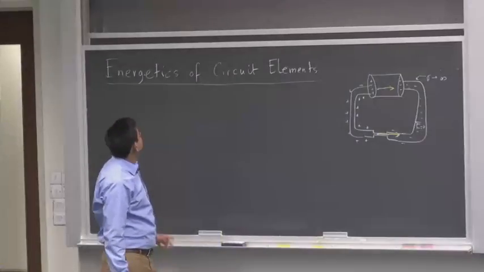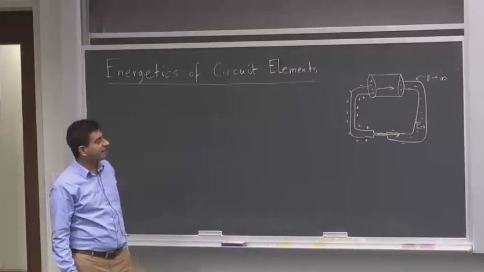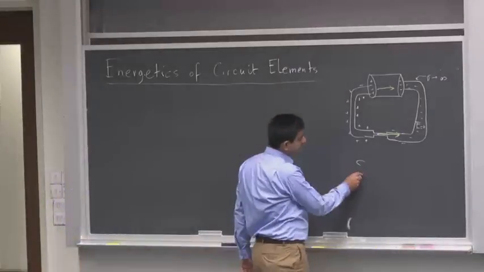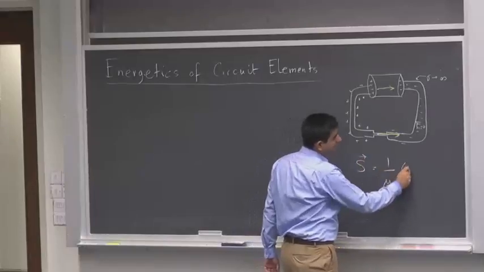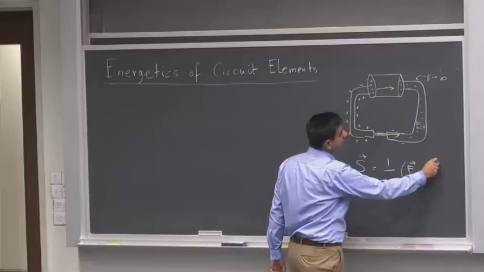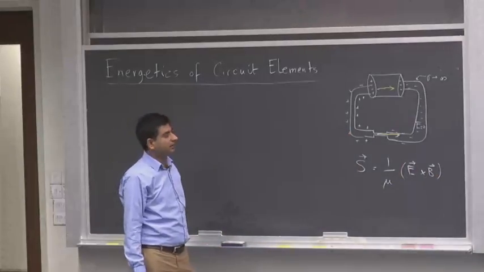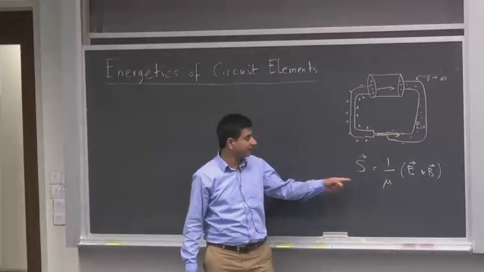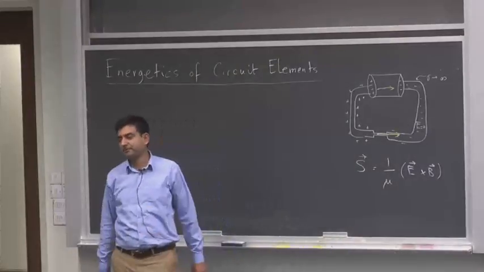Alright. Now I would like to talk about energetics of circuit elements. Yesterday I introduced this neat concept, this nifty concept of the Poynting vector, E crossed with B. And we determined how this object determines the flow of energy.